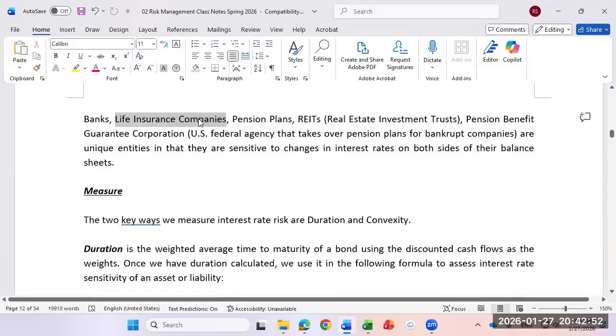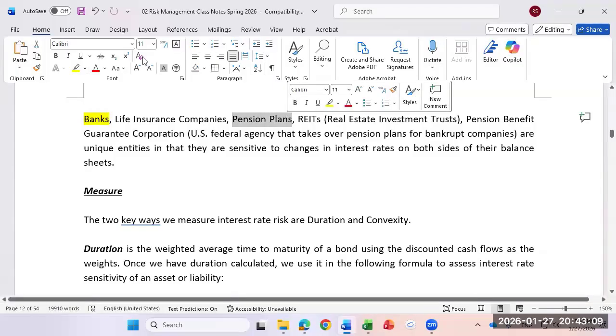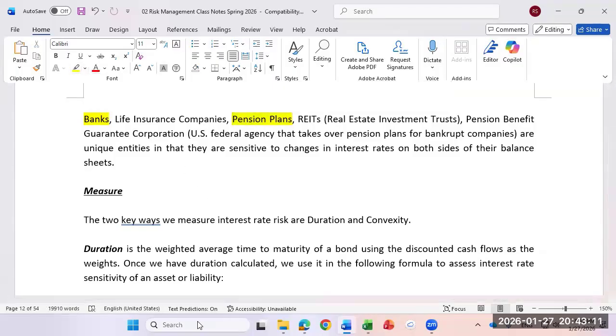We'll talk a little bit about life insurance, and then we're going to spend quite a bit of time on pension plans. We won't talk about REITs, but they are sensitive. We'll kind of indirectly talk about the Pension Guarantee Corporation, but we're going to spend most of our time on banks and pension plans. You might say, why pension plans? Because they don't really exist anymore unless you work for the government, but you're going to learn something that works for you as a personal investor looking at them.